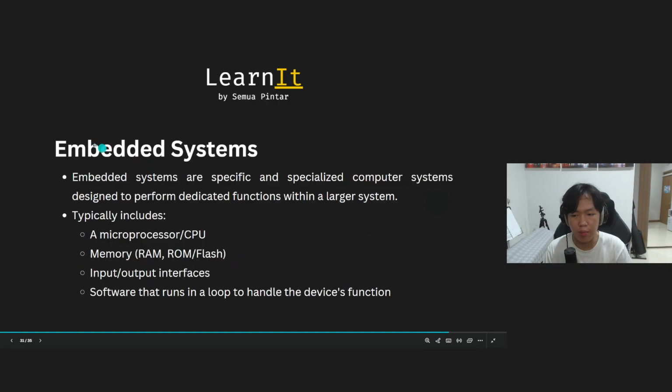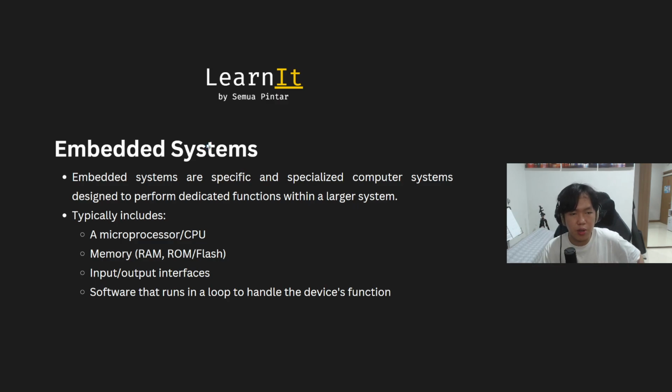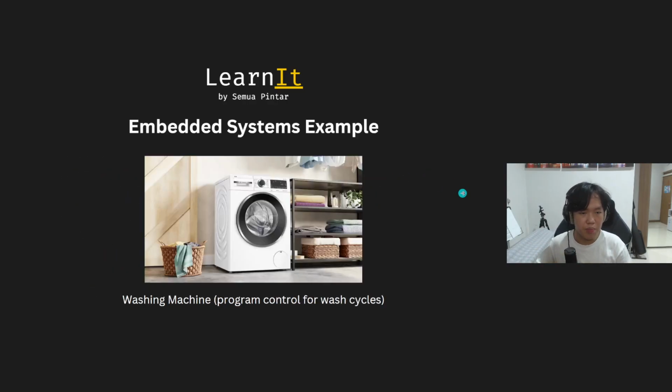Next up, and finally, is embedded systems. These are specific and specialized computer systems designed to perform dedicated functions within a larger system. This typically includes a microprocessor, memory, input and output devices, and software that runs in a loop. So essentially, it is a system inside a system. For example, we have a washing machine. This washing machine is the main system, the main device. However, inside the washing machine itself, there is a program to control the wash cycle, how long one wash cycle is. So it is a smaller system inside a bigger system.